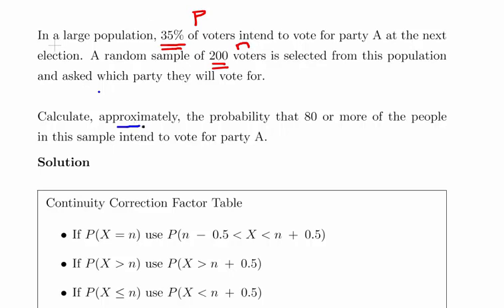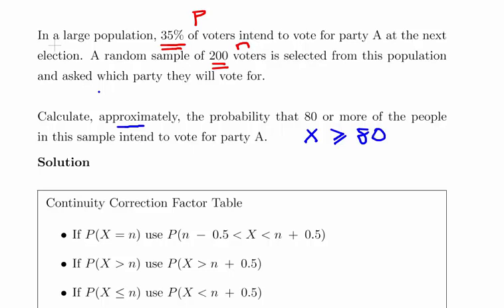Just two things to pick up on there. "Approximately" means an approximation, okay? And probability of 80 or more, so the number of people being greater than or equal to 80. You should be able to read through it like that.